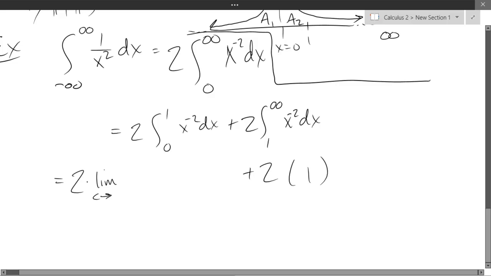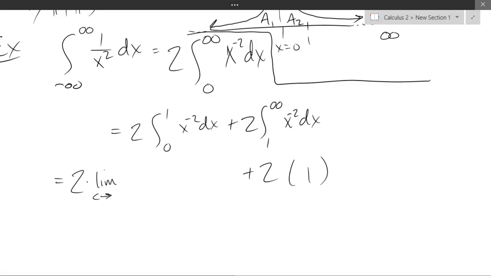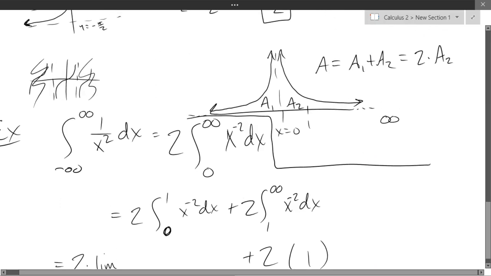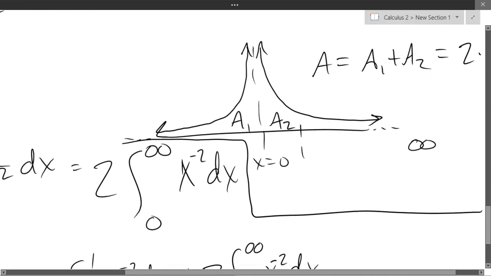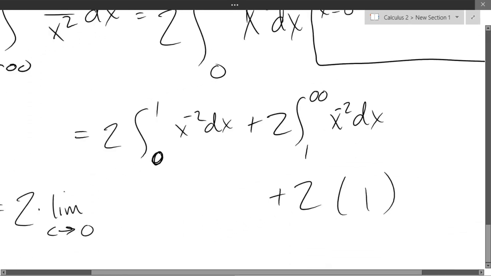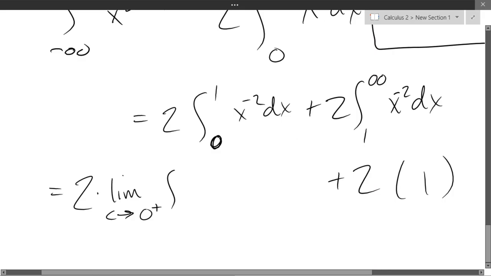So what limit do I have to do for this first integral, this first improper part? So use the letter C, or variable C. What should C approach? Which is our endpoint that's giving us trouble? 0 or 1? 0. So 0 is where our asymptote is. 1's just fine. I have no problem with 1. So 0 is where I need to worry about.